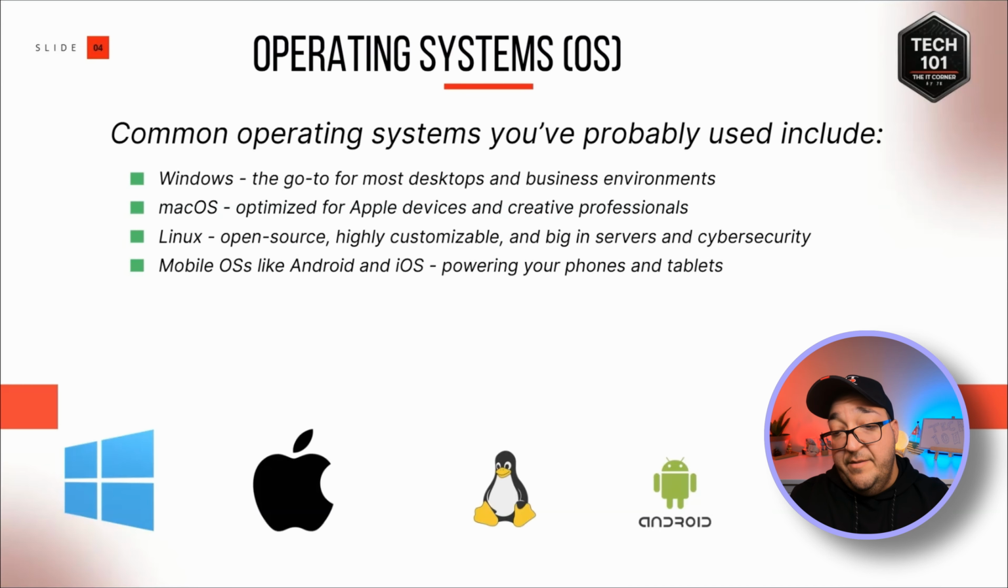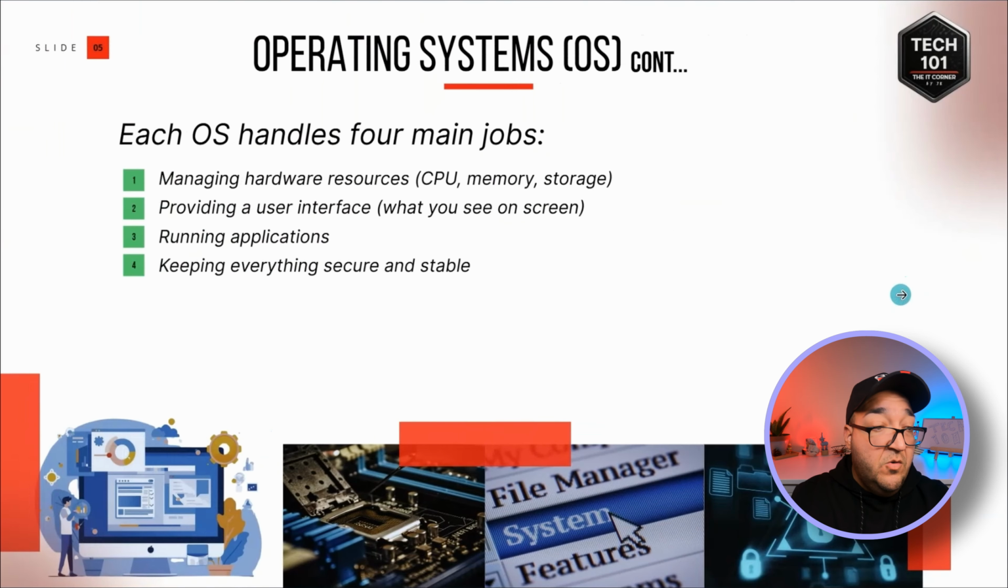Each OS handles 4 main jobs: managing hardware resources like CPU, memory, and storage; providing the user interface, which is what you see on the screen; running applications; and keeping everything stable. Without an OS, your computer would just be a box of parts with no coordination.